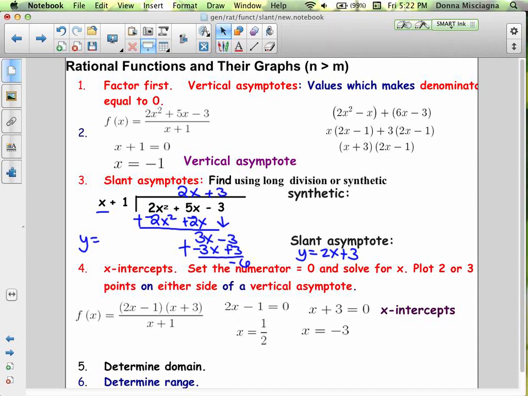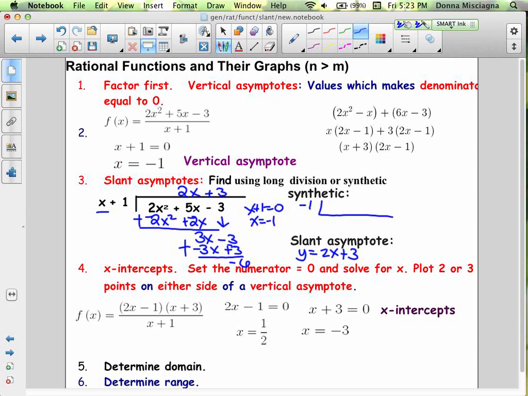That is our slant asymptote. So let us get rid of that, and let's use synthetic division. So we set x plus 1 equal to 0. Don't take 1, because you're not really dividing by 1, you're dividing by x plus 1, which means that x is negative 1. So when we use synthetic division, we want the actual x value, not the factor. Factor is long division. The actual answer is synthetic. So we are not missing any terms.